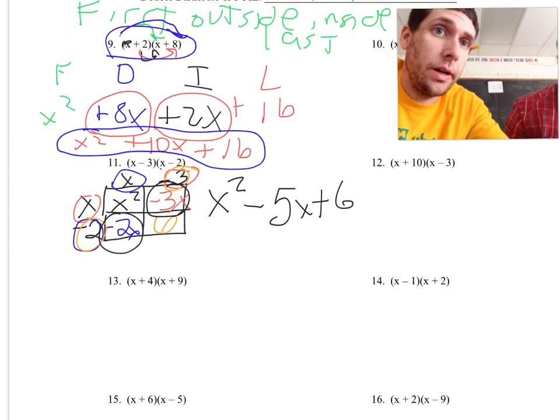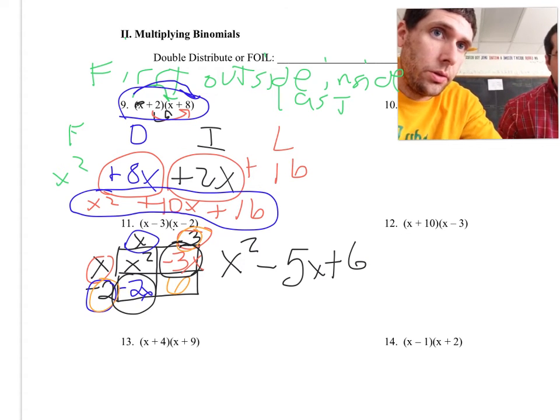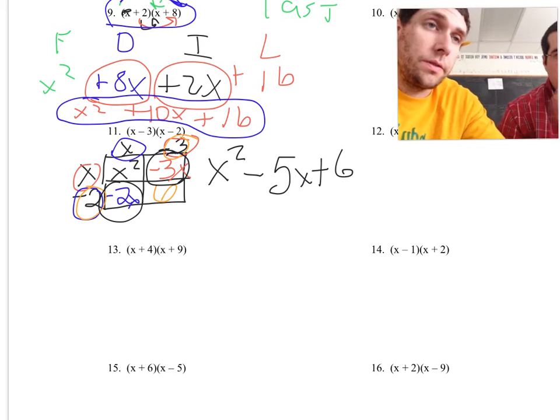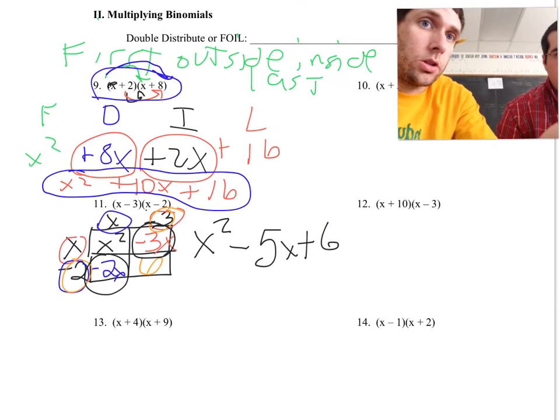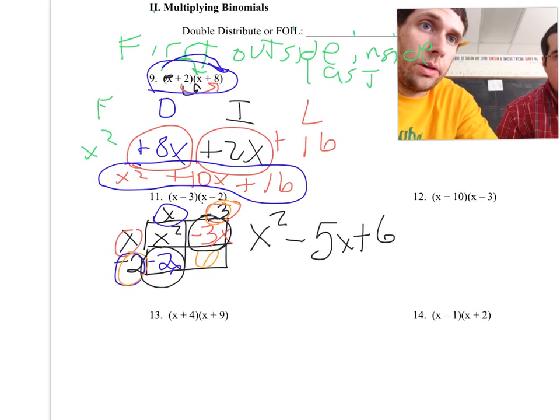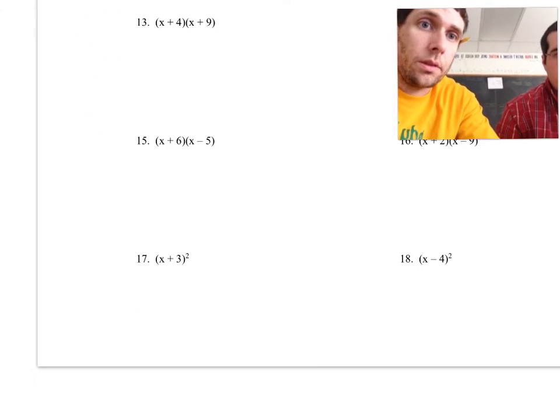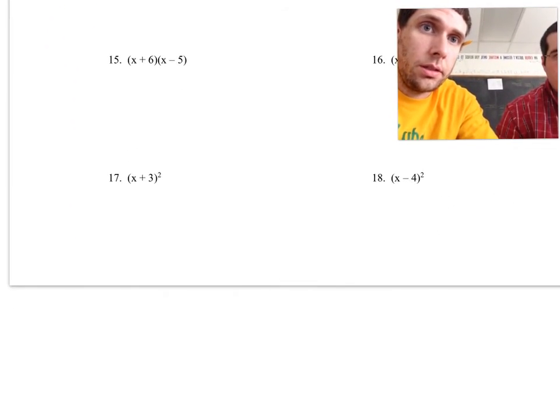And either way is fine. If you want to use FOIL, also known as double distribute, or you can use the square box method, completely fine. Either way you choose. You can try them both here, and we don't care which way you do it as long as you get the right answer.